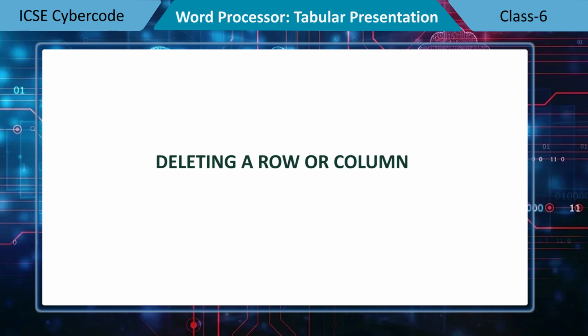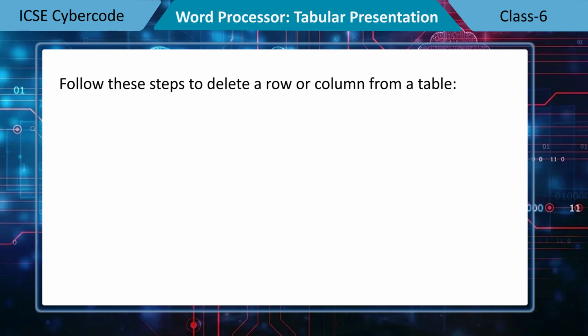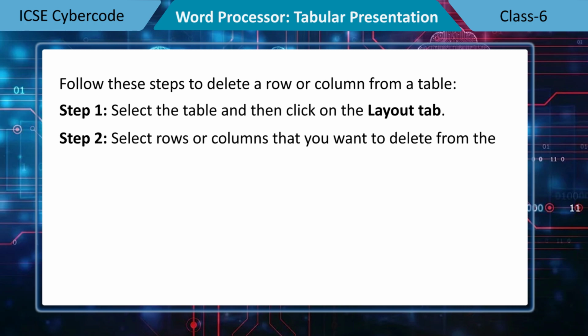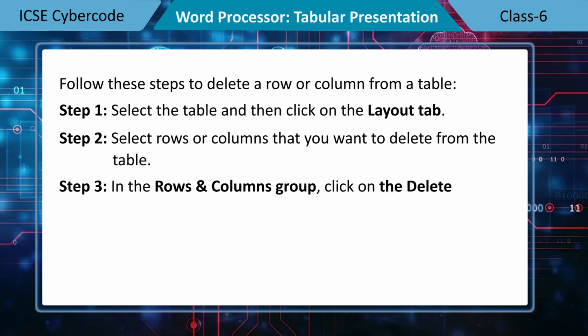Deleting a row or column. Follow these steps to delete a row or column from a table. Step 1. Select the table and then click on the Layout tab. Step 2. Select rows or columns that you want to delete from the table. Step 3. In the Rows and Columns group, click on the Delete command.